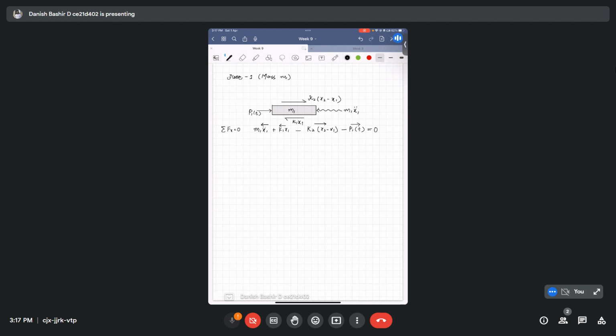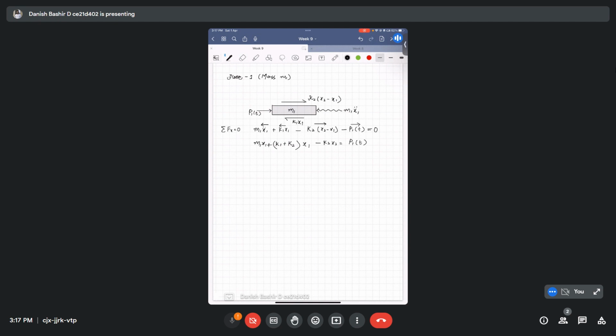When we collect the like terms of x1 and x2, we get an equation like m1 x1 double dot plus (k1 plus k2) x1 minus k2 x2 is equal to p1 of t. Okay, so this will be our equation of motion for the first floor.